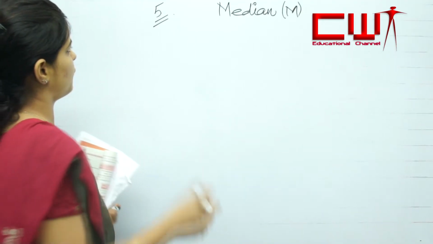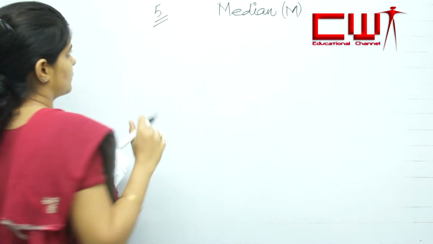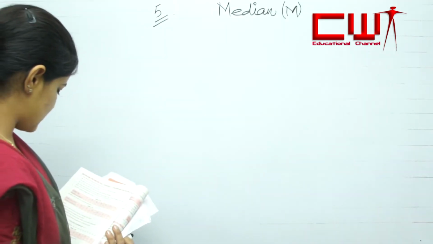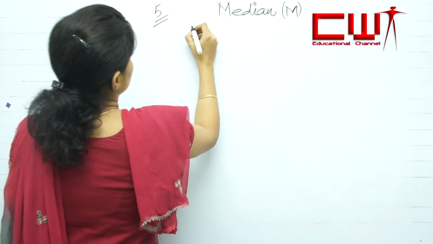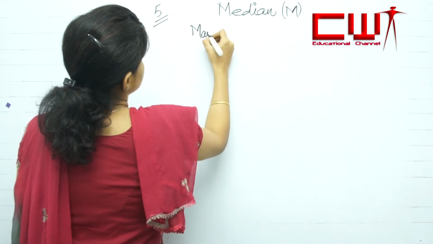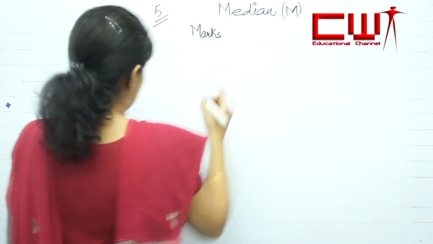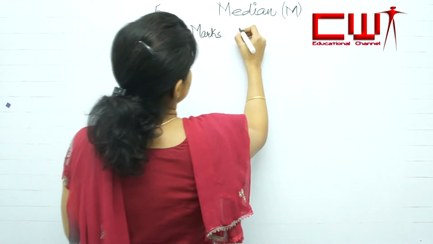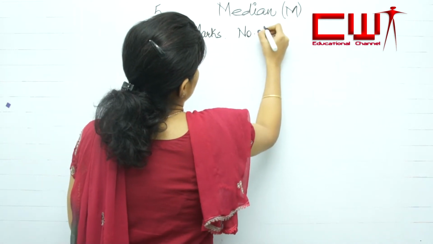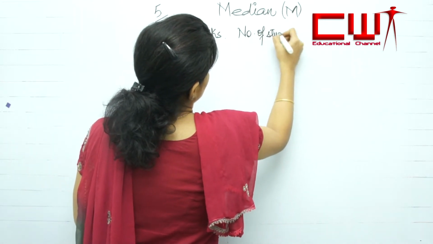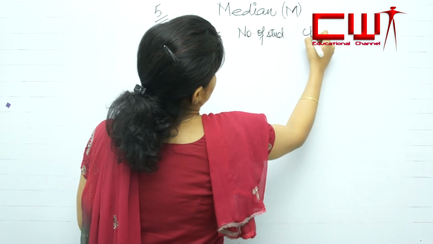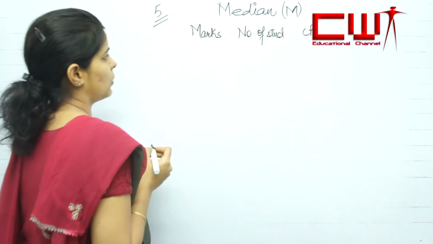Next is question number 5. Marks are given to you. So you will write marks in the first column. Next is again number of students. I'm writing the short form. Next is cumulative frequency. Alright.